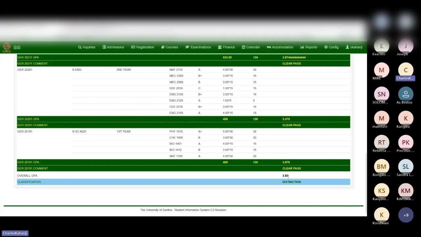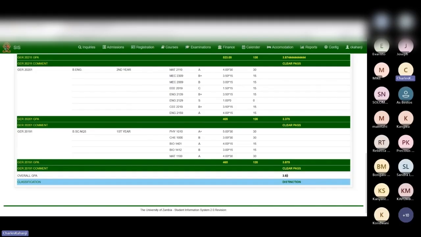So you can see you compute this to two decimal places. If you've missed a distinction, I think the distinction is 3.75, if I'm not mistaken. So if you got 3.74, no, I think a distinction is 3.8 or something like that. I'll share the degree classification, the points for that.